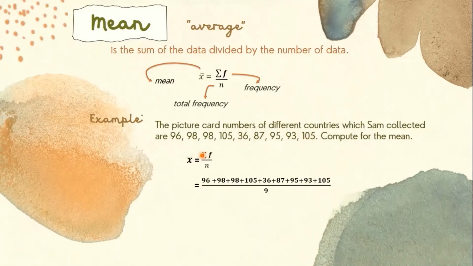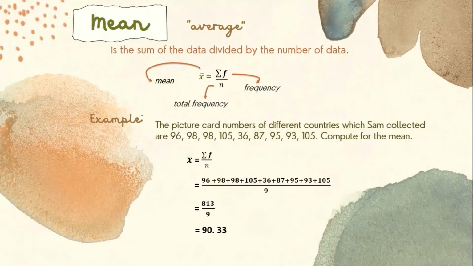Dahil may sigma notation, it means we need to add all of them. Ito yung ating nasa numerator. And then for denominator, substitute n with 9 because we have 9 different data. Perform the operation. Added all together, the result will be 813 divided by 9. The mean for this word problem is 90.33.